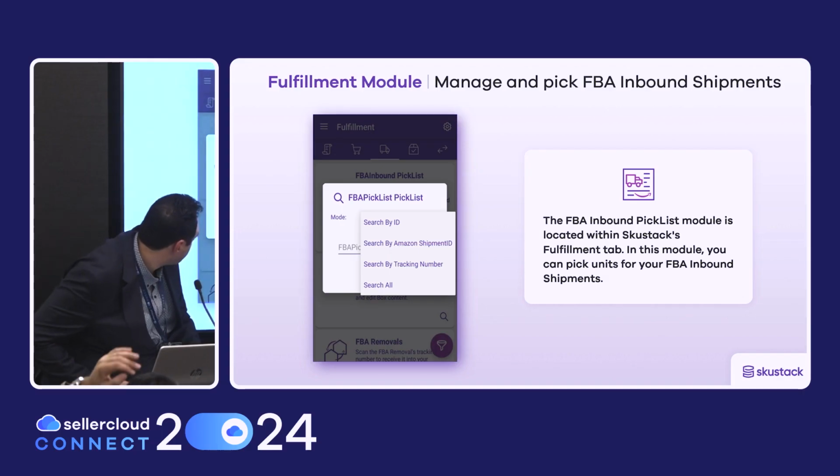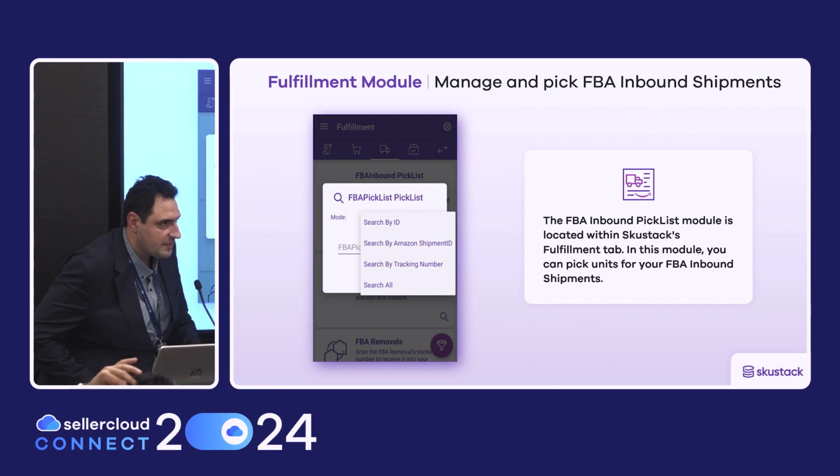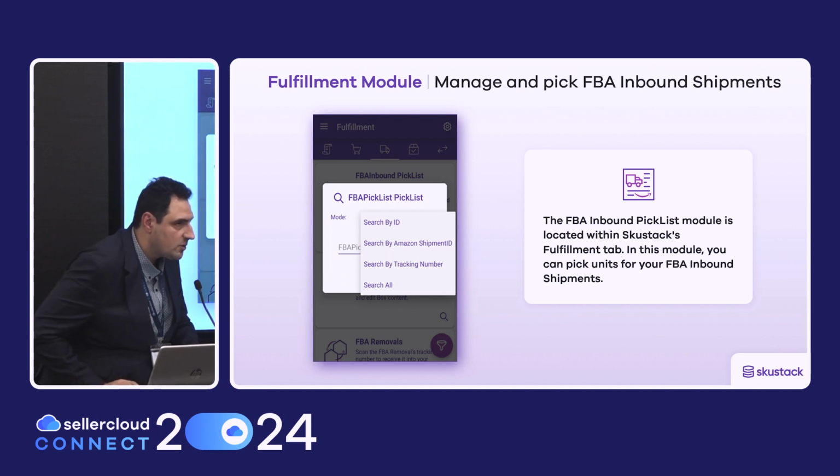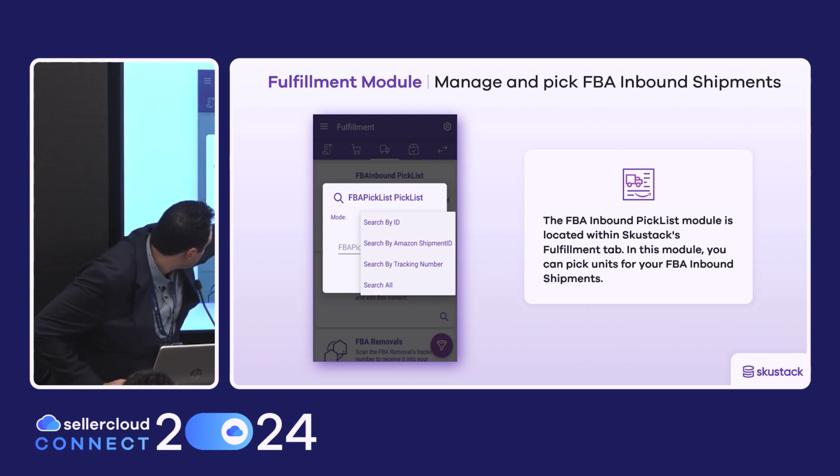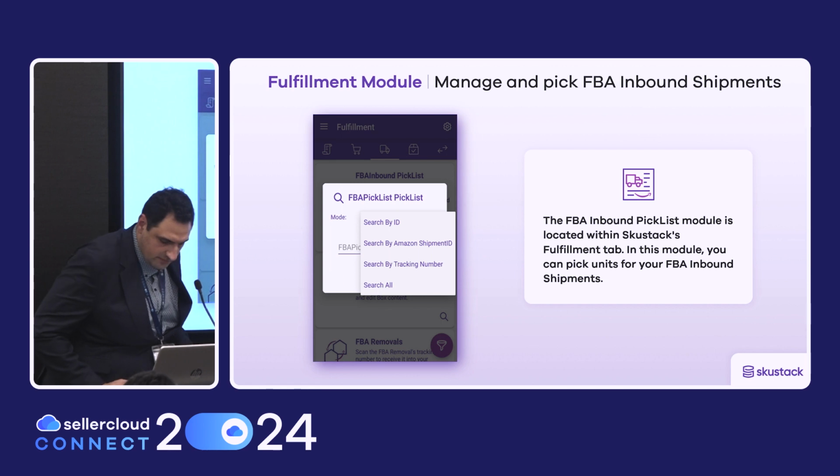So here you can see, once an FBA shipment is created within Sellercloud, there is no additional step to create the pick list. It's automatically created, so you can just open it up here. You can search by the Amazon shipment ID, by the Sellercloud shipment ID, or if you're not sure, maybe you can just search all.